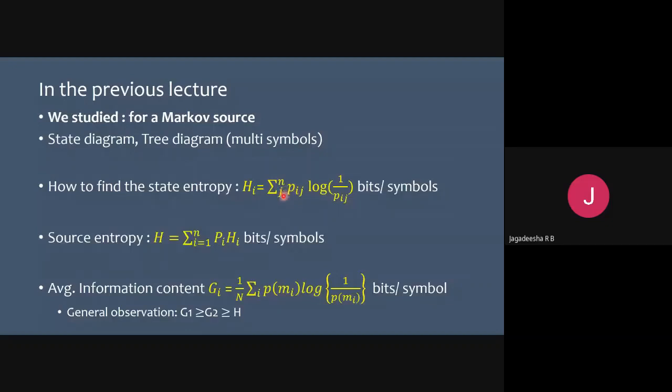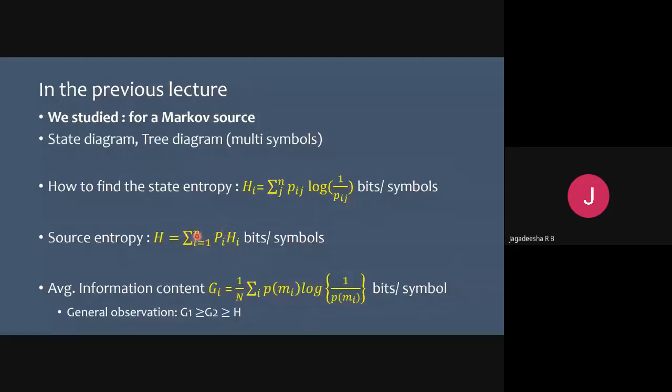Similarly, later on we found the source entropy. That's the total entropy of the Markov source. That is nothing but the summation of the different state entropies, so Hi multiplied by Pi. Pi is the original probability of occurrence of a particular state or symbol, multiplied by its state entropy. So we will compute this for all the states.